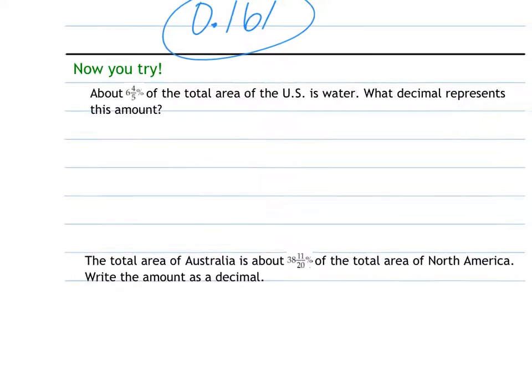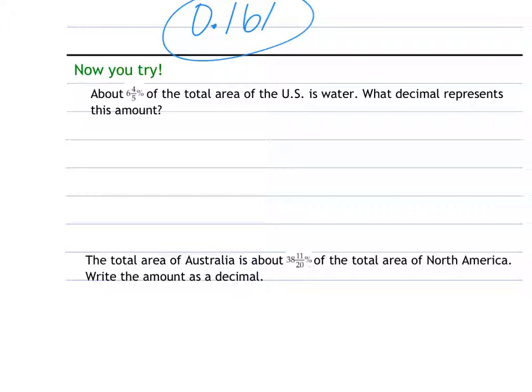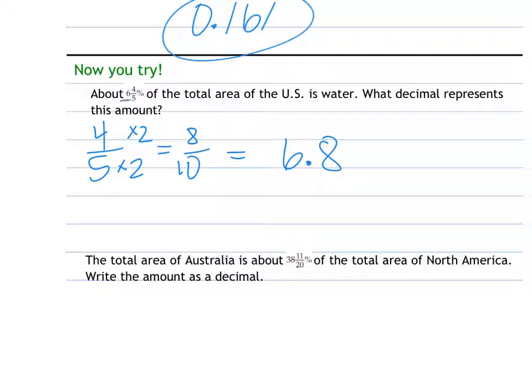2 more for you to try here on your own. About 6 4/5% of the total area of the U.S. is water. What decimal represents this amount? So 4/5, let's start with writing that fraction as a decimal. Well, 4/5, I know I can get the denominator to easily be 10 by multiplying by 2, which would be 8/10. So then that means it would look like 6 and 8/10, pulling that 6 from in front of here, percent.